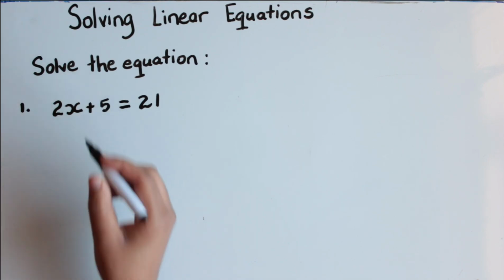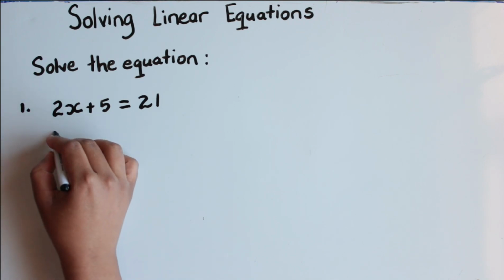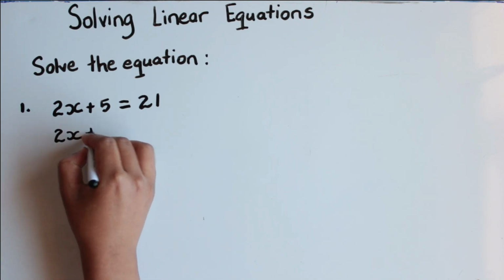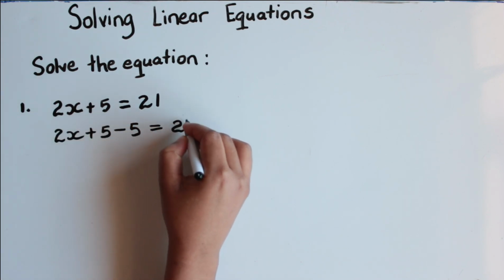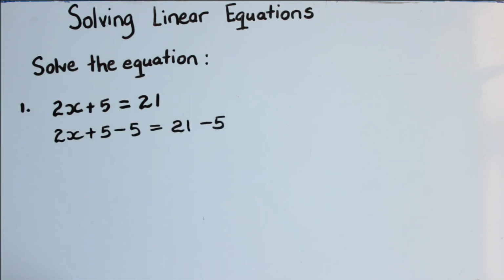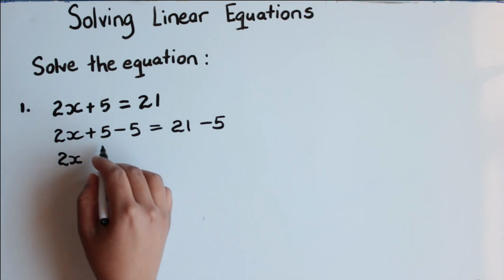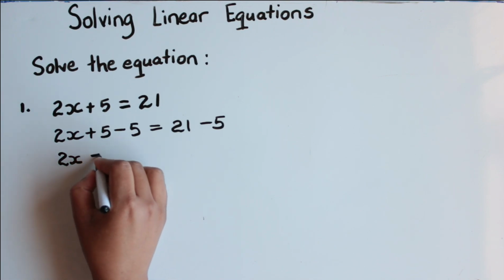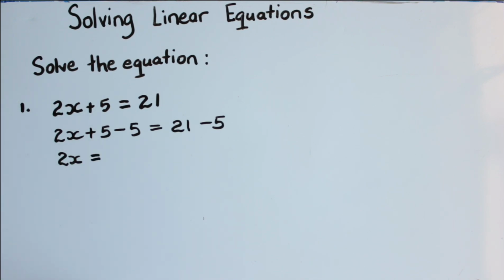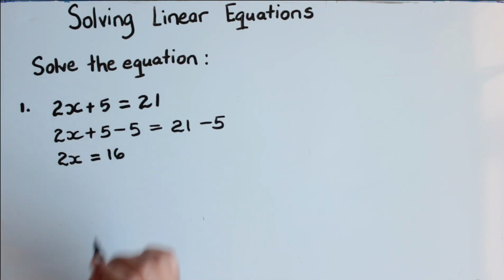I have plus 5, so I will have to do the opposite in order to get rid of it. So it therefore means I'll write 2x plus 5 minus 5 equals to 21 minus 5. Now I have 2x. 5 minus 5, that gives me 0. I do not need to write it. So that's equal 21 minus 5, that's 16. So now I have 2x is equal to 16.